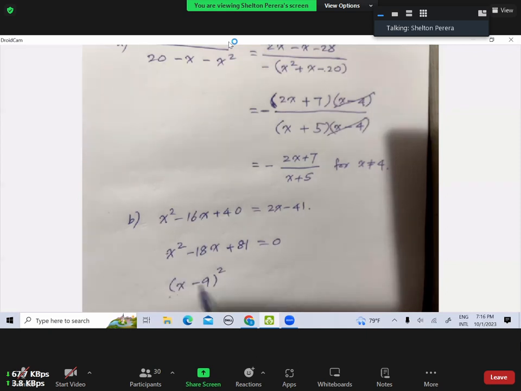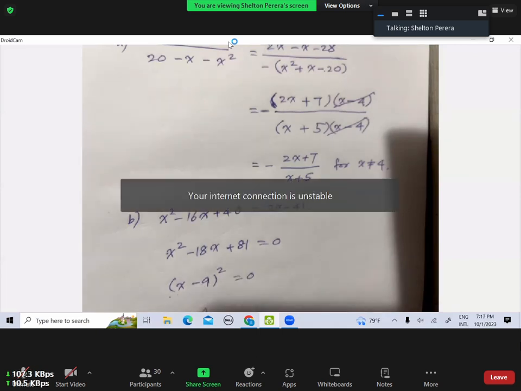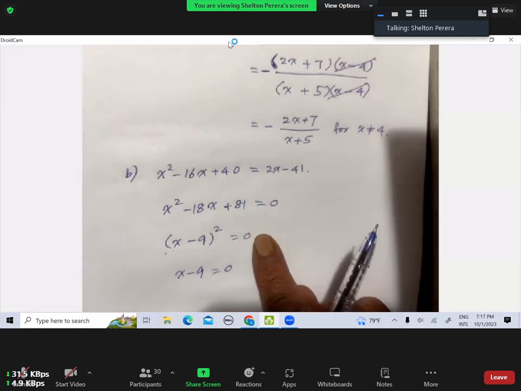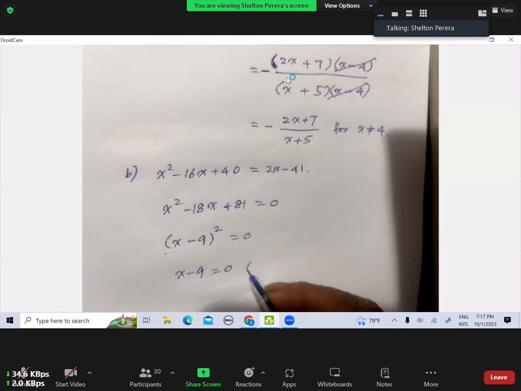Third part is, I'll do it here. Sorry, x minus 2 squared minus 36 equal to 0. This is the equation to solve.